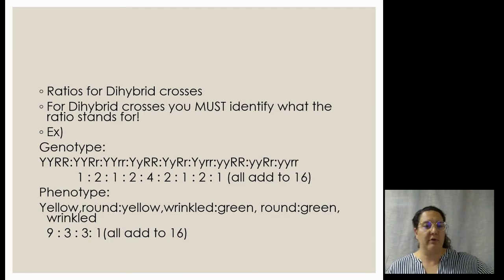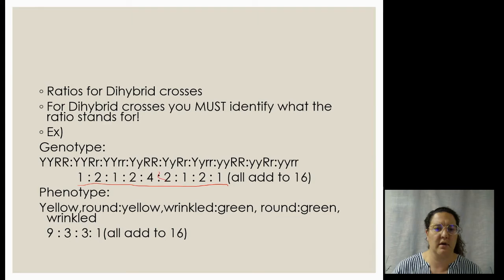So for our dihybrid crosses, you must identify what the dihybrid stands for. For our genotype here, we have to give our different allele combinations, which one is dominant and recessive. And you don't often have to do genotype ratios for dihybrid crosses. But you see there that all adds up to 16. And there's our common heterozygote for both traits in the middle.